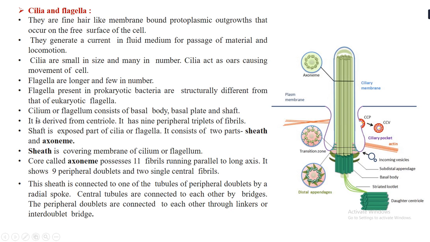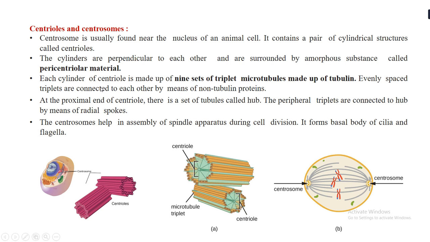Now we also spoke about the centriole in this part. Centrosomes are usually found near the nucleus of an animal cell, and contain a pair of cylindrical structures which are called centrioles. The cylinders are perpendicular to each other, and they are surrounded by an amorphous substance which is known as pericentriolar material. So if you see it here, this is a centrosome which is present near the nucleus.